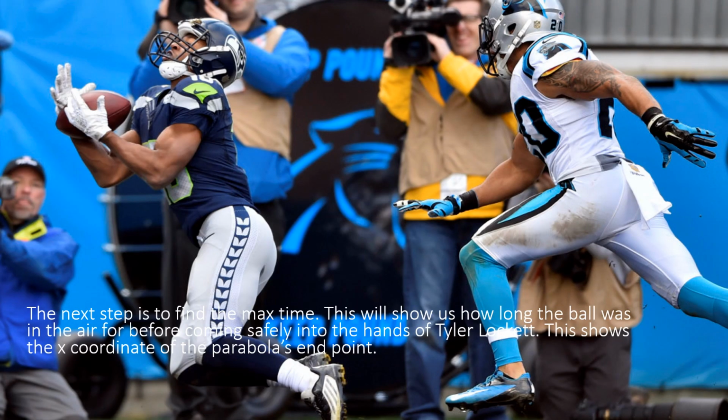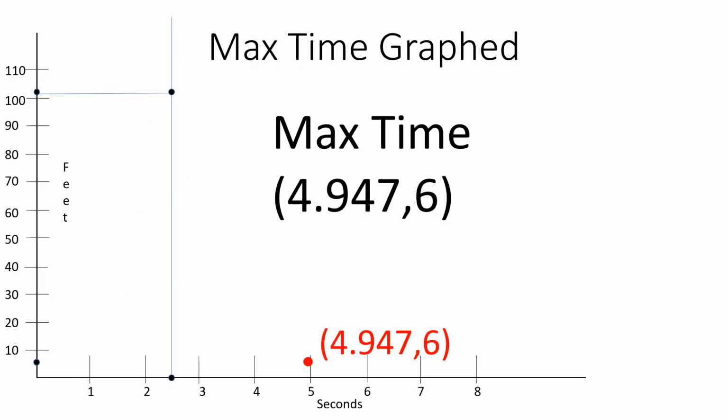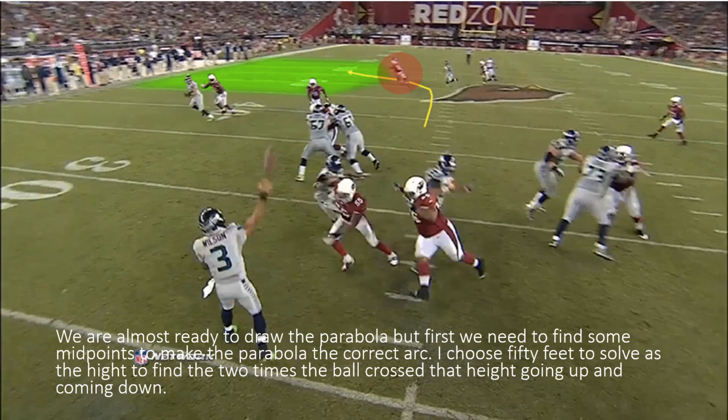The next step is to find the max time. This will show us how long the ball was in the air before coming safely into the hands of Tyler Lockett. This shows the x-coordinate of the parabola's endpoint. Here is my work for the max time, how I solved it. And here is the max time graphed on the graph, 4.947, 6. We are almost ready to draw the parabola, but first we need to find some midpoints to make the parabola the correct arc.